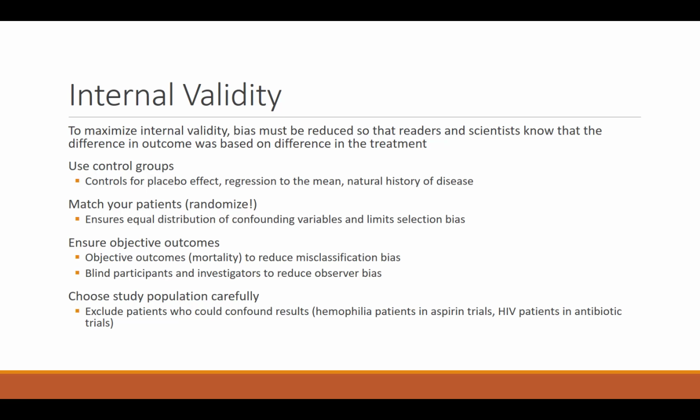Finally, we need to choose our study population carefully. We want to exclude patients who could confound our results. If we have an aspirin trial and we're looking at how many people bleed on aspirin, we probably want to exclude patients who have hemophilia, who might bleed for other reasons. If we have an antibiotic trial and want to see how effective they are, we might want to include patients that are immunosuppressed, like those patients with HIV or AIDS, who might have a different response to our intervention.